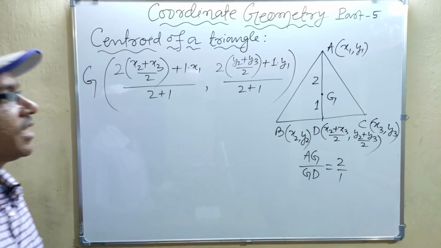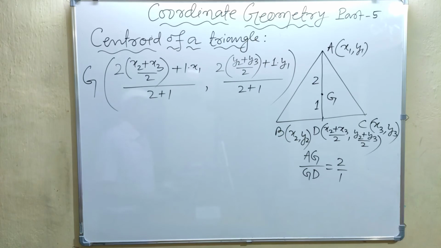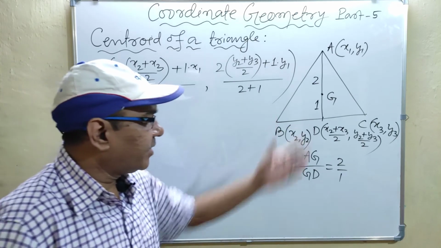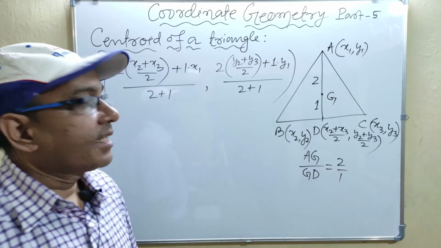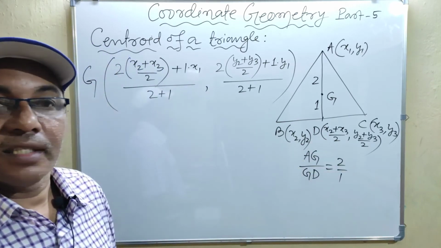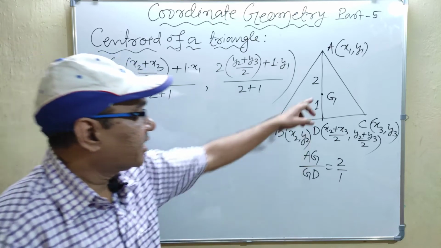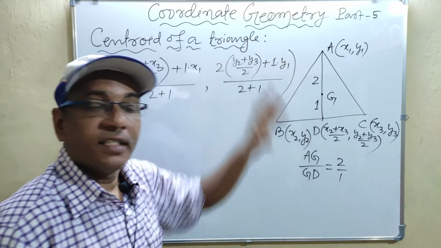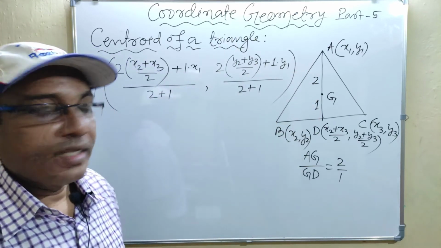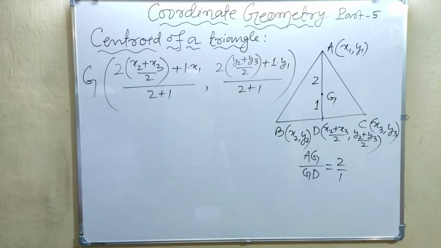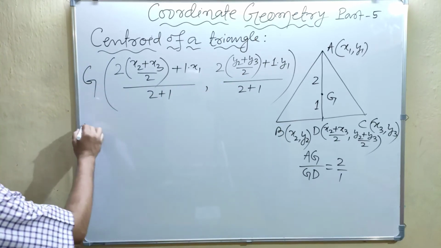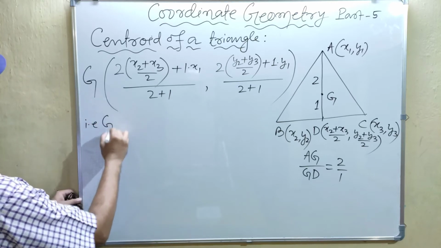So in this way we can find the coordinate of the centroid. You will write simply: let D be the middle point, so the coordinate of D is this. Then you will write: let G be the centroid of the triangle, and hence G divides AD internally in the ratio 2:1. Therefore the coordinate of G is this. In this way you can write it in one or two lines. That is the coordinate of G.